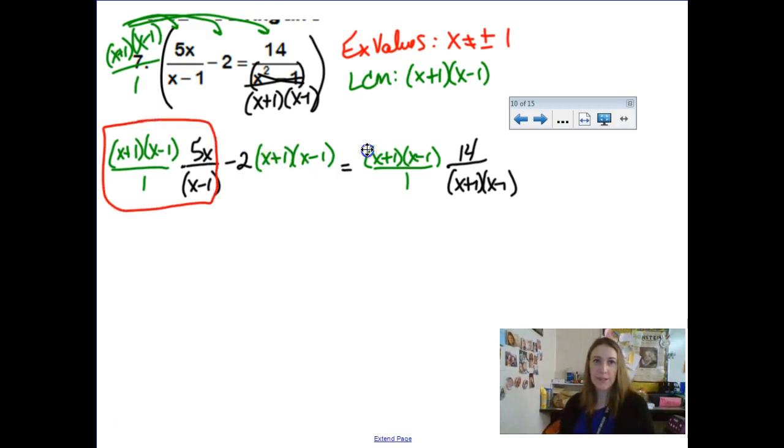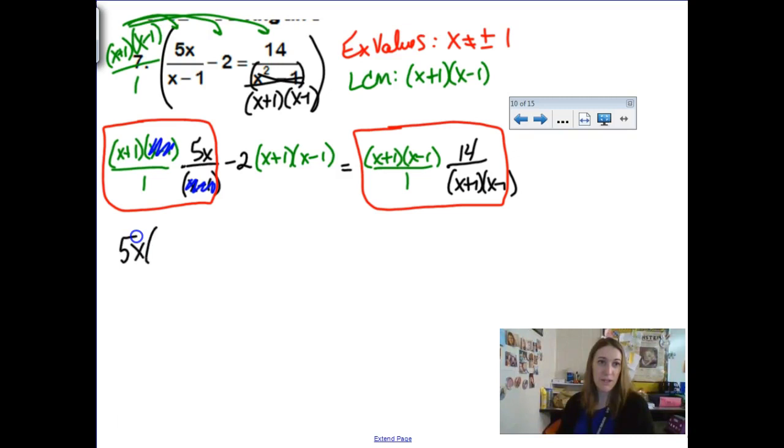Now this one's not very exciting, I'm just going to leave it alone for a minute. And then here, the x minus 1s will cancel, and you're still going to have an x plus 1 quantity times 5x. So you do have to distribute that. I'm going to hold off on the actual distribution yet. Over here, lots of cancellation, that's good. X minus 1s and x plus 1s cancel, and you get 14. But this middle part is the problem.